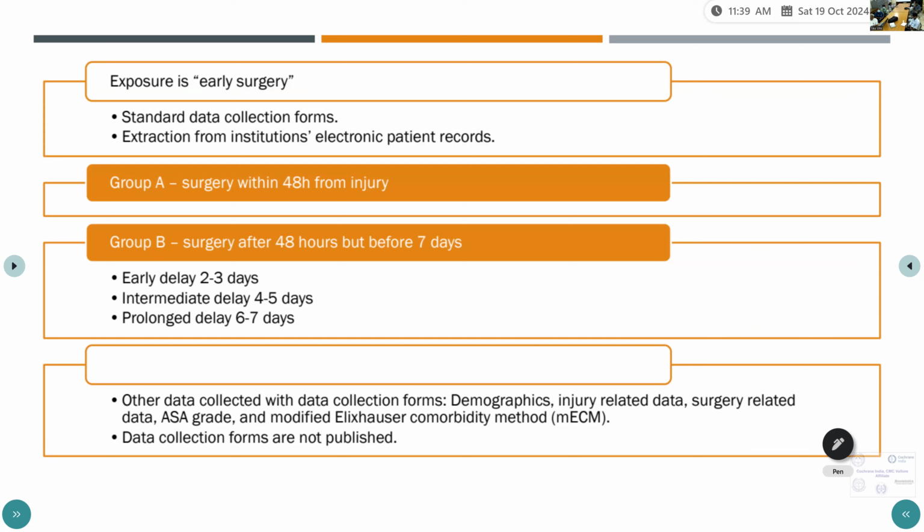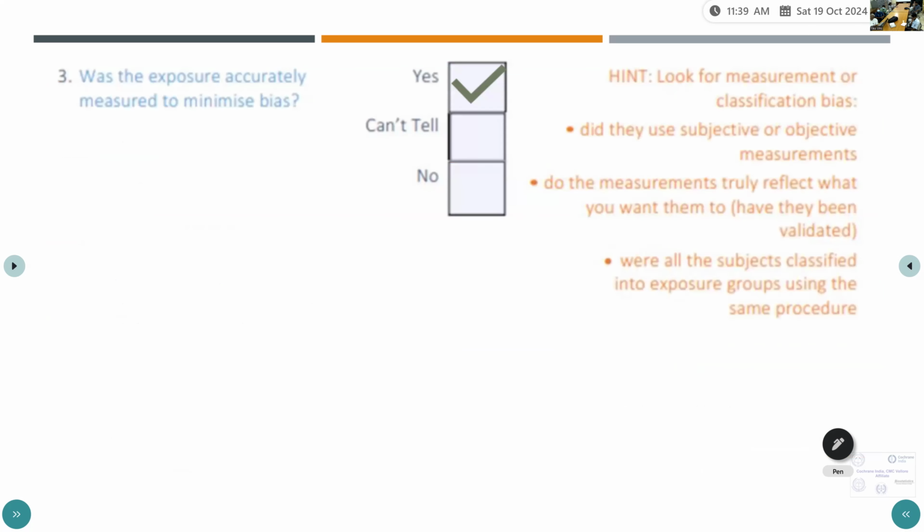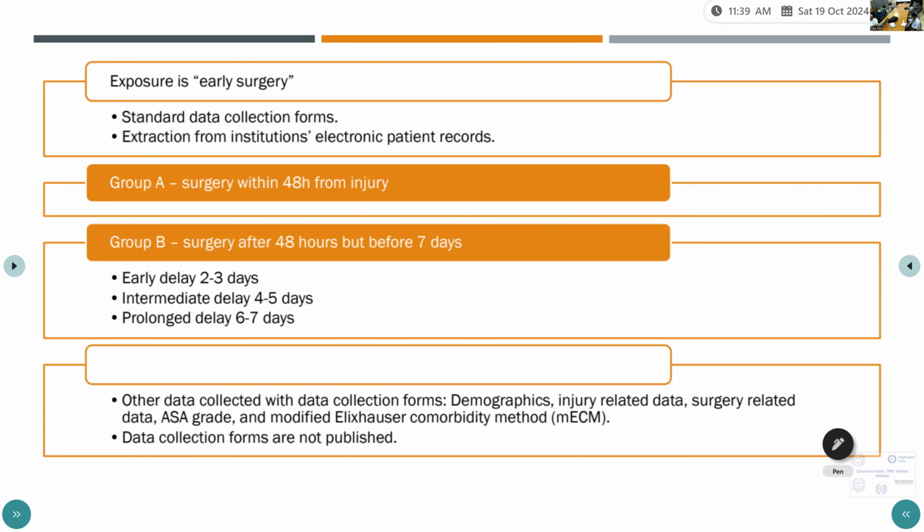The other data that they collected was the demographics, the injury-related data, whether it was an open or closed fracture, surgery-related data, the ASA grade of the patient, and the modified Elixhauser comorbidity method. This is similar to the Charlson comorbidity index that we use, but it has been validated in surgical and orthopedic patients in the past. The authors have not published their data collection forms in the study or as a supplement. So to answer the first question, I think the exposure was reasonably standardized and correctly measured.